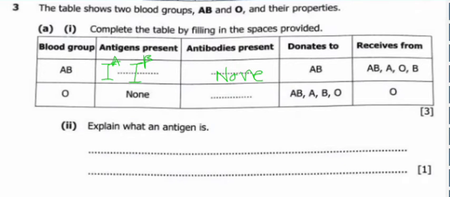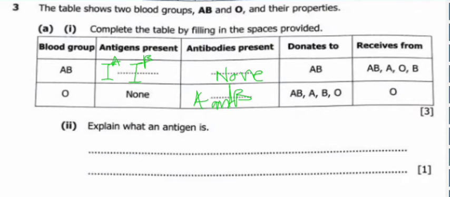Then let's come to blood group O. Blood group O has no antigens. Then when it comes to the antibodies, it contains antibodies A and B. So just write A and B. Blood group O contains antibodies A and B. As for the antibodies, we don't use the capital letter I. We just say A and B. That's all.